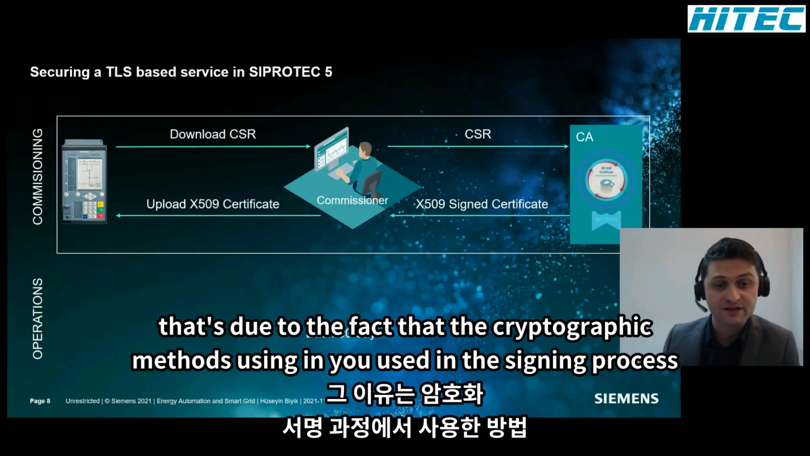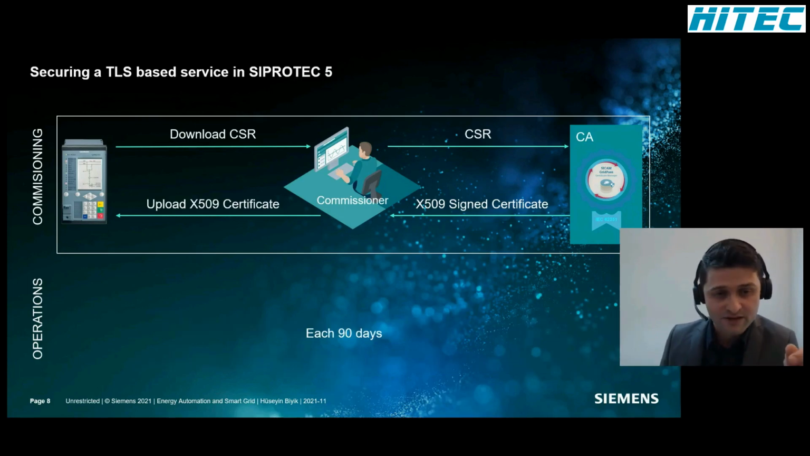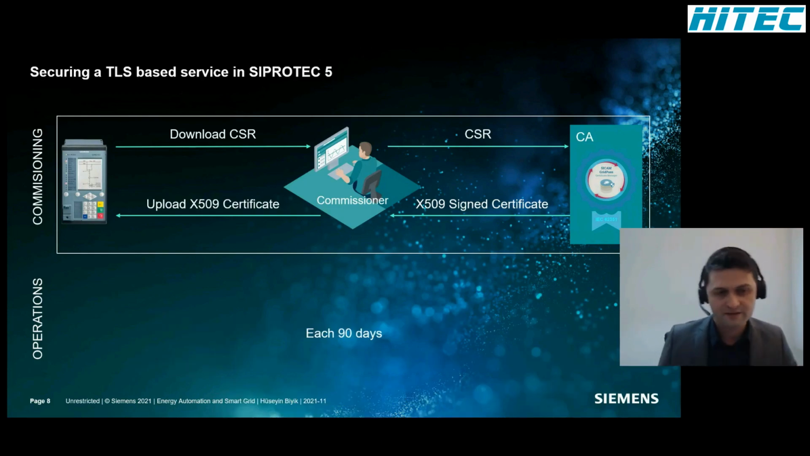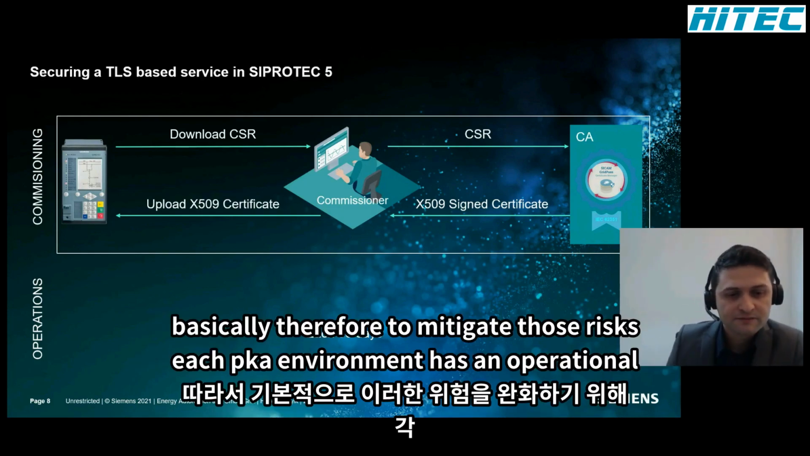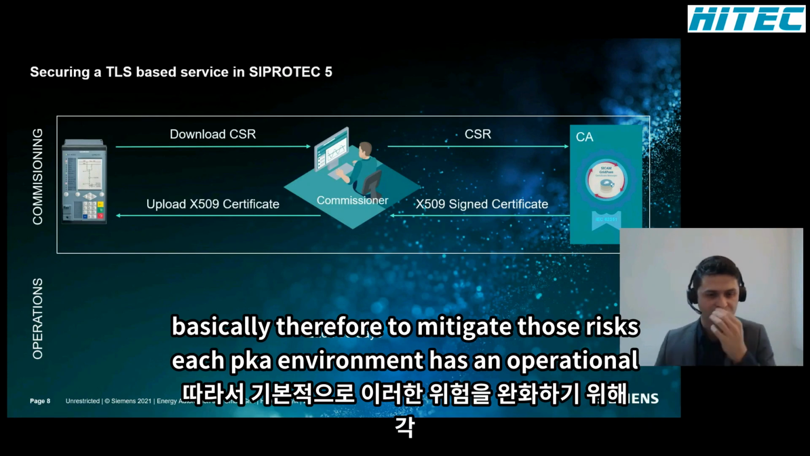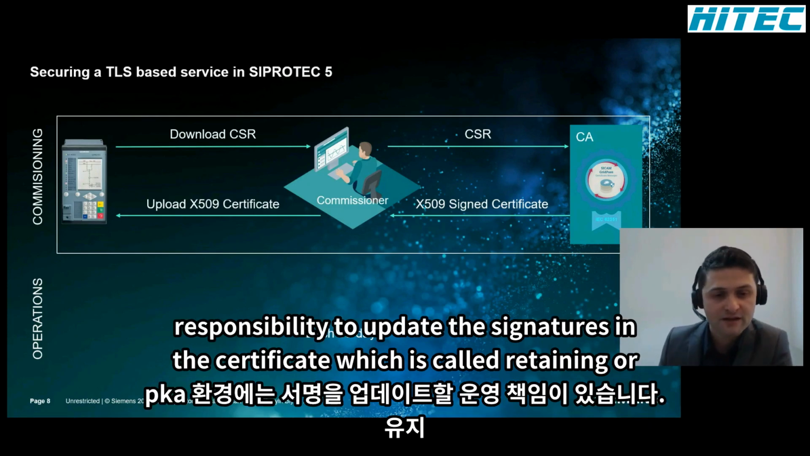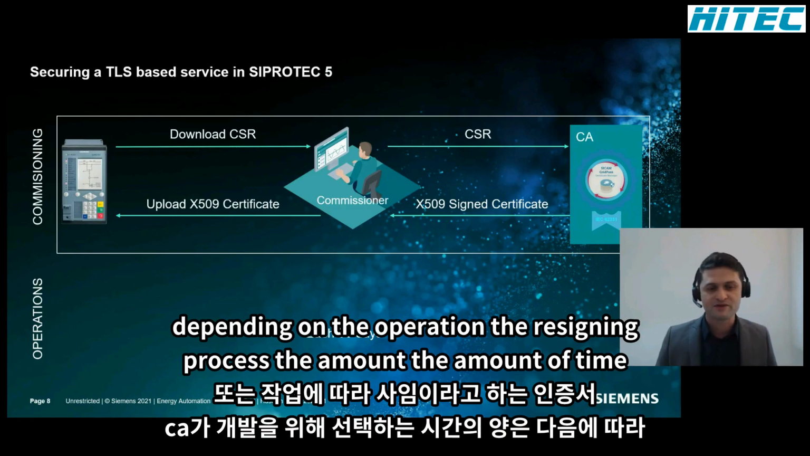That's due to the fact that the cryptographic methods used in the signing process, if the right hardware is utilized for the right amount of time, can be cracked, basically. Therefore, to mitigate those risks, each PKI environment has an operational responsibility to update the signatures in the certificate, which is called rekeying, or depending on the operation, the resigning process.